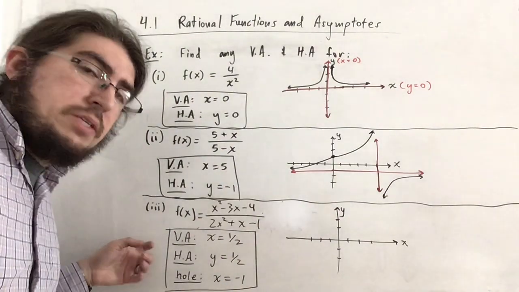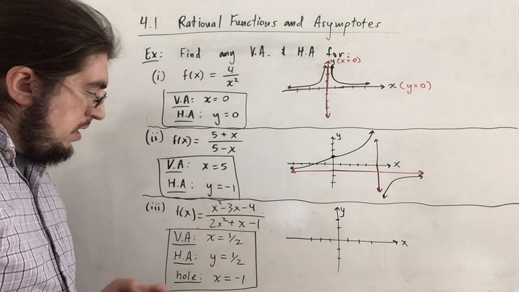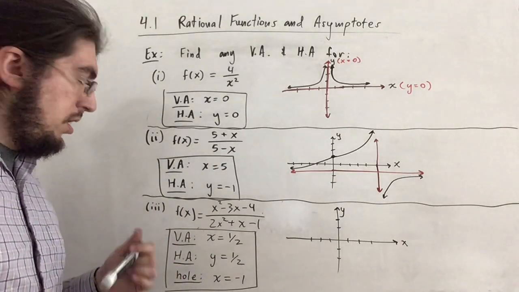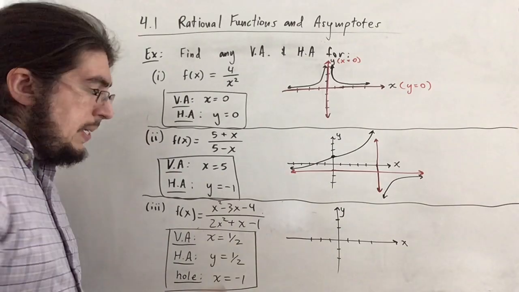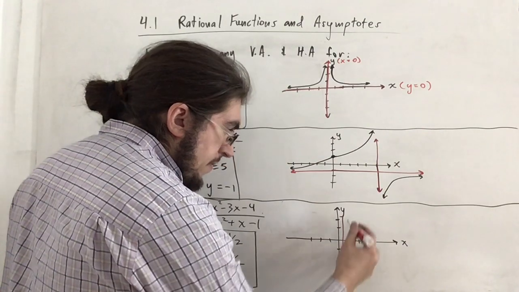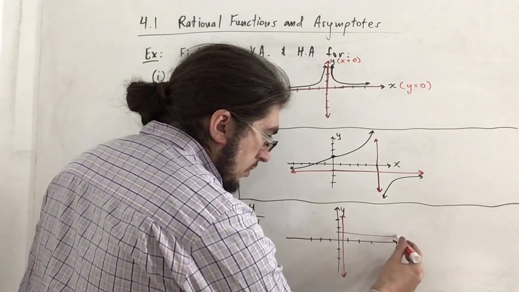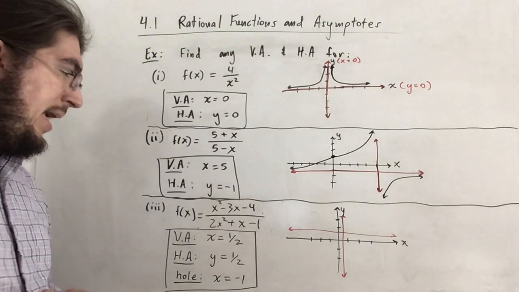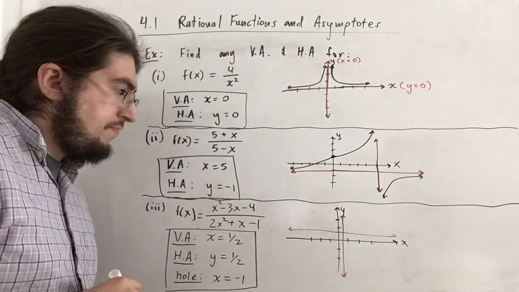And lastly, for this one, before we plot the whole graph, let's graph the horizontal and vertical lines. So the vertical line is at 1/2, so let's say that's right here. And the horizontal one is also at y equals 1/2. Good. And there is a hole at -1.